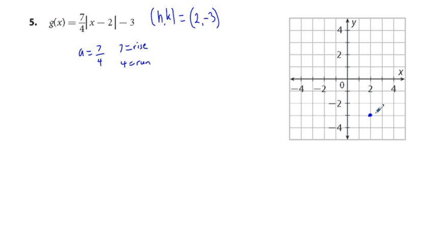So we're going to go up 7. So 1, 2, 3, 4, 5, 6, 7. And we'll go to the right 4. So 1, 2, 3, and we have to go off the grid here to 4. And on the left, we have to go up 7 and 4 to the left. So up 7 to the left, 1, 2, 3, 4. So this is what this one should look like.